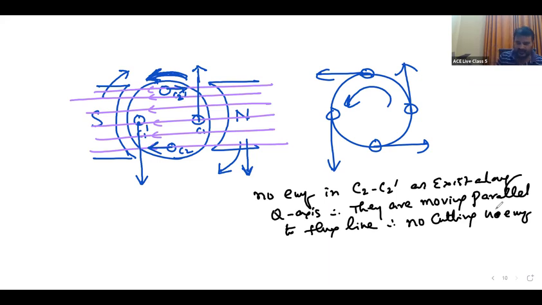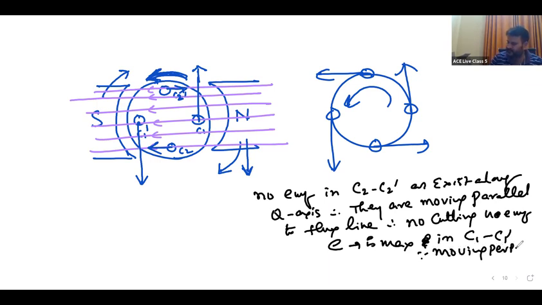But the induced EMF is maximum in C1 and C1 dash. E is maximum in C1 and C1 dash, because they are moving perpendicular, na? Since they are moving perpendicular, the EMF is maximum.